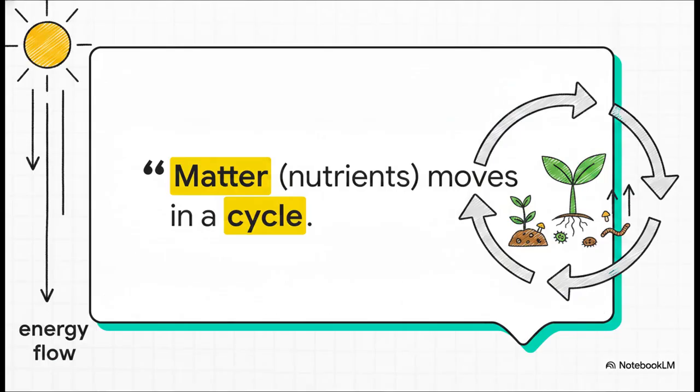But while energy flows in a straight line until it runs out, matter behaves entirely differently. Remember this, matter, or nutrients, moves in a cycle. Minerals return to the soil via those hardworking decomposers we talked about, only to be absorbed right back up by the roots of new plants, in a continuous, beautiful loop that never stops. Energy is a one-way street, but matter is a perfect circle.